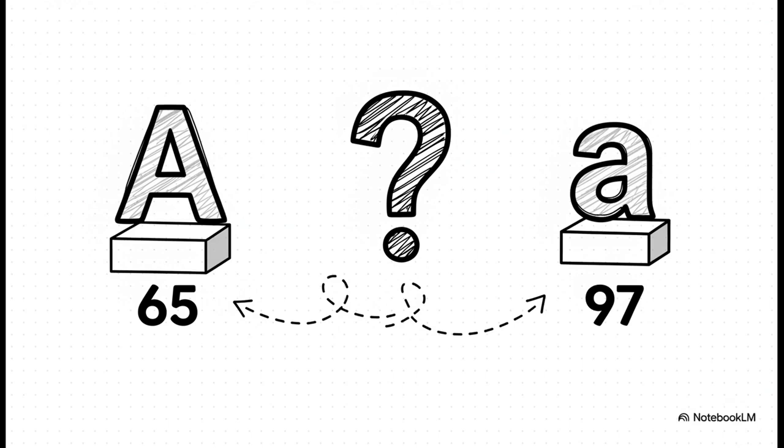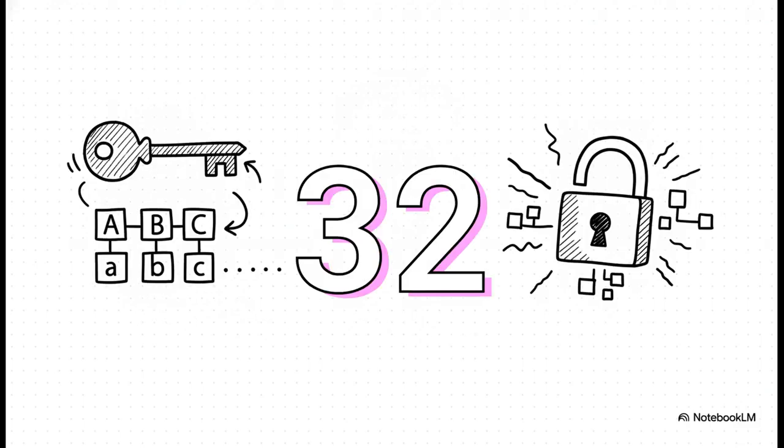And at first glance, you might think it's a totally separate system. But is it really? There's a hidden connection between these two numbers. And here it is, the magic number. The key that unlocks the entire alphabet is 32. And this isn't just some random number I pulled out of a hat. 32 is the exact distance between any uppercase letter and its lowercase buddy in the ASCII table.